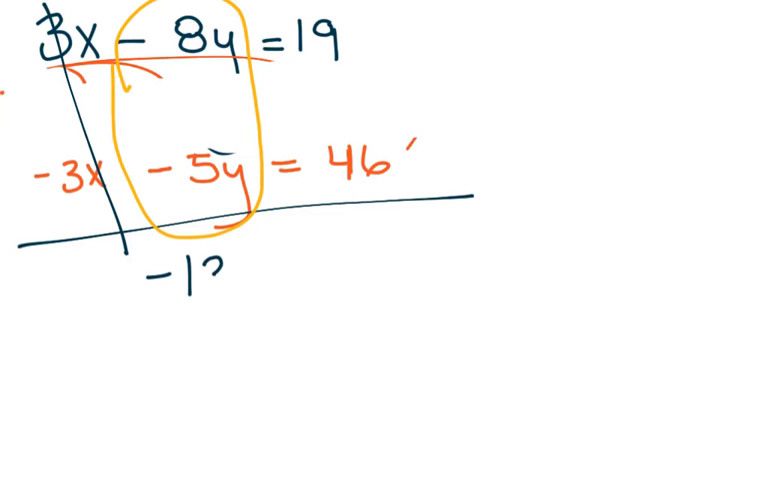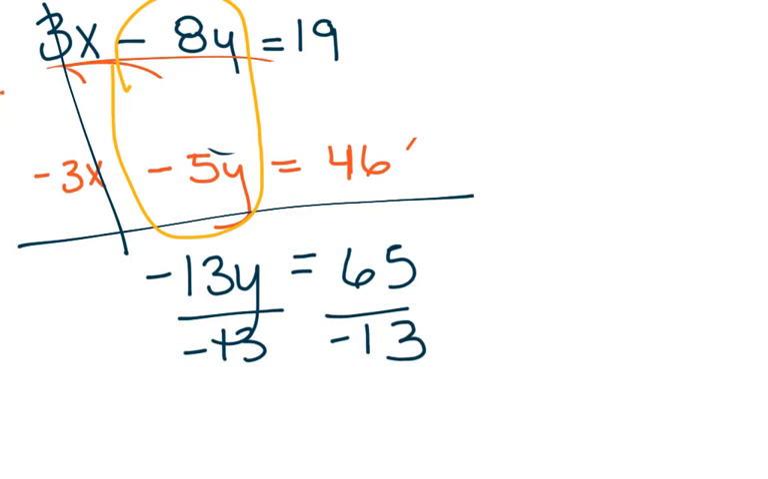That's -13y. And then I have 19 plus 46. That gives me 65. And then I'm going to divide both sides by -13. So that gives me -5.